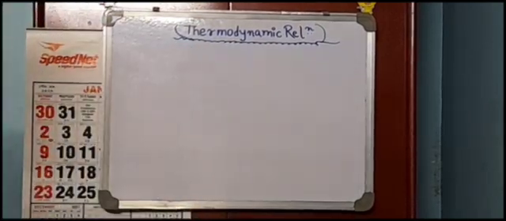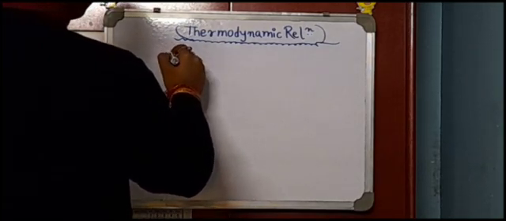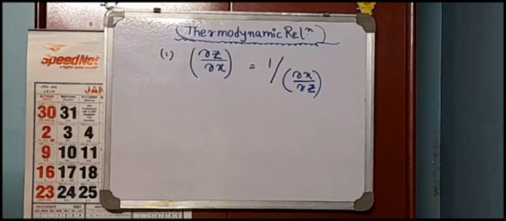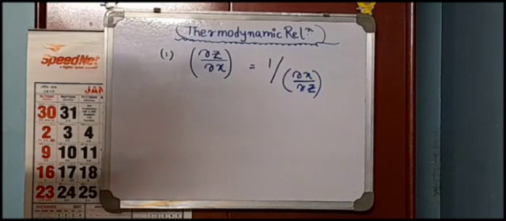I have discussed the importance and the necessity of thermodynamic relation. Now I want to describe 2 important partial differentiation theorems or properties. The first: del z del x at constant y is 1 by del x del z at constant y.